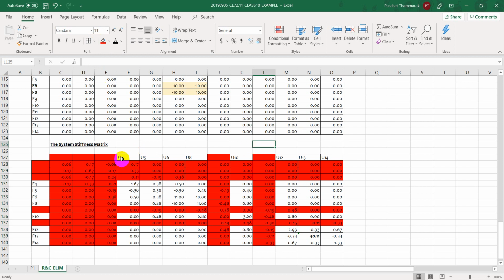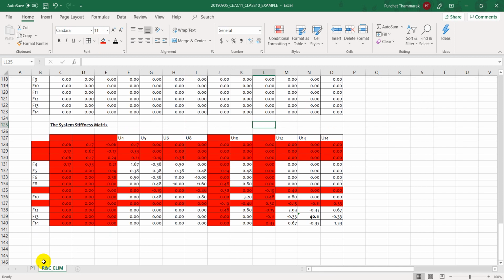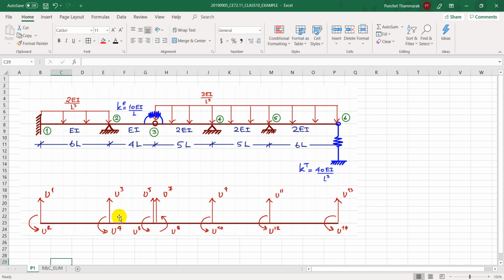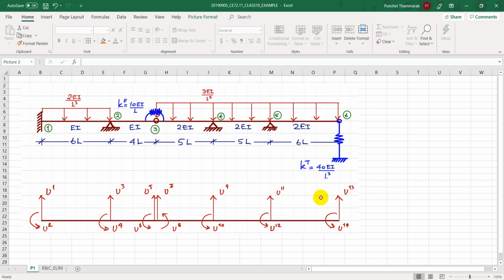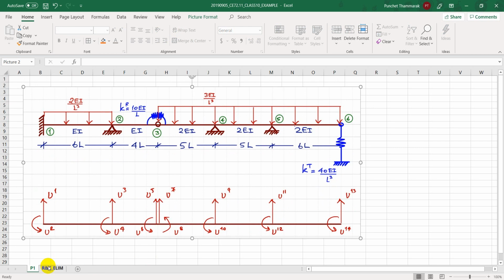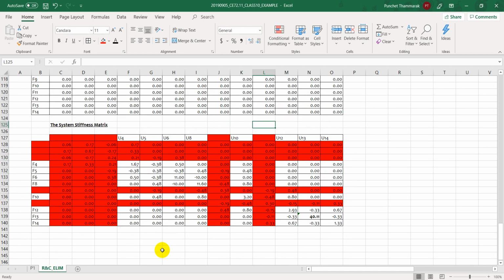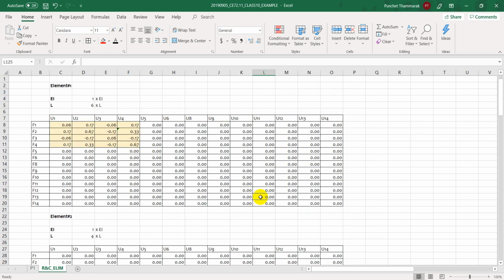So how many degrees of freedom are still there? 1, 2, 3, 4, 5, 6, 7, 8 degrees of freedom. 1 rotation, 2, which is the displacement, 3, 4, 5, 6, 7, and 8. Okay. Alright. Then we can apply force now. So let's take a look at the force vector together.